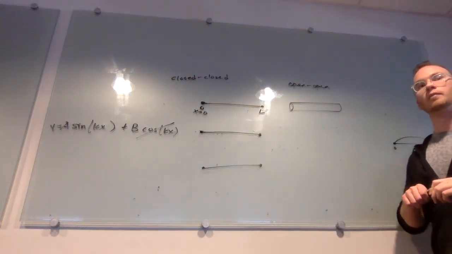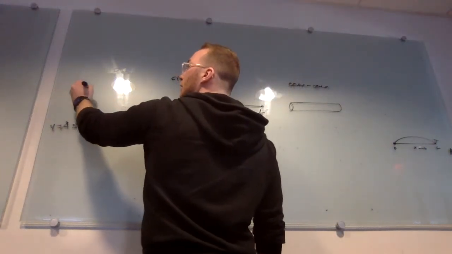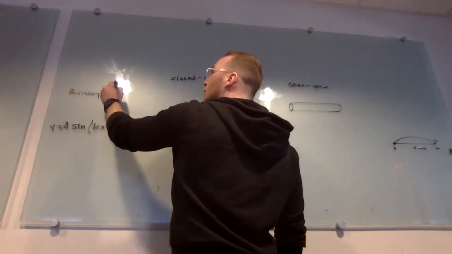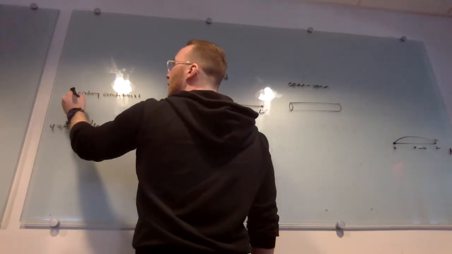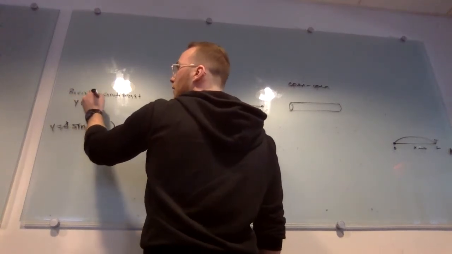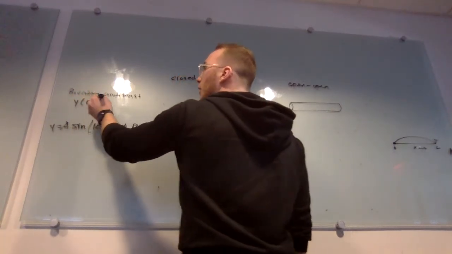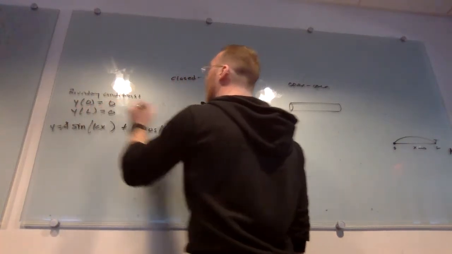Does that make sense? So what I did is just apply what are called boundary conditions. Actually, I should write them out. The boundary conditions are y of 0, now this is the x coordinate, there's no time anymore, at x equals 0 has to be 0, and y at L has to be 0 as well, because that's here.